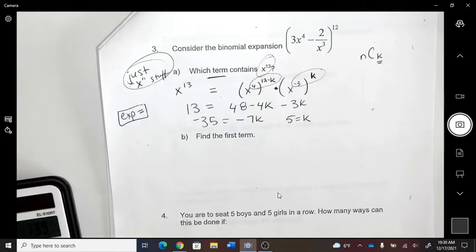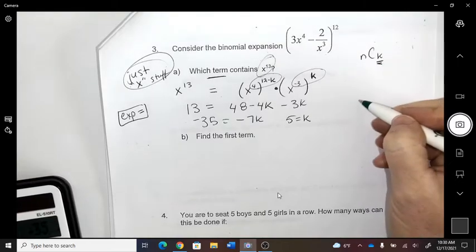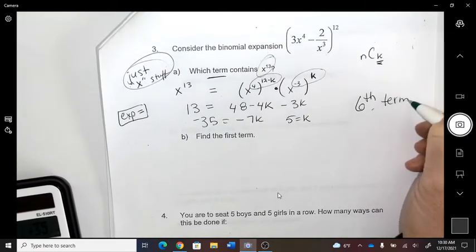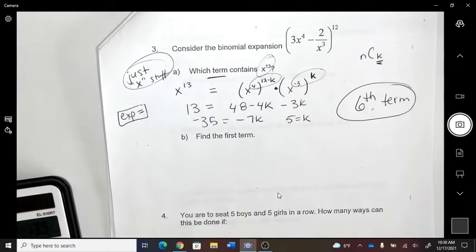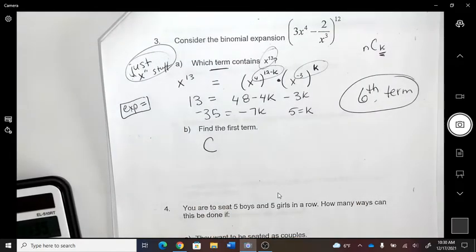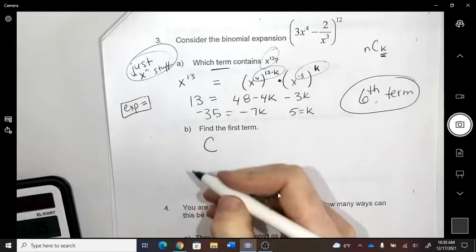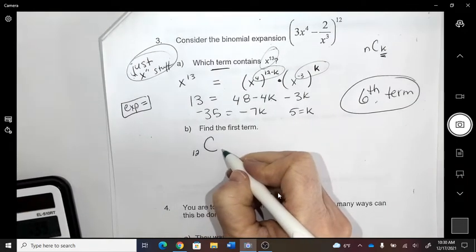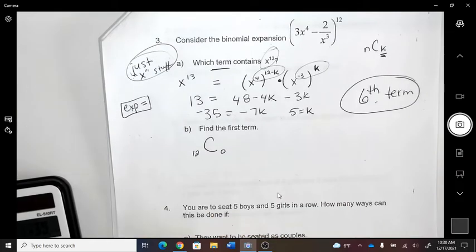Okay, now that's not my answer. I'm asking you which term. So if this k part was 5, it's because it's the 6th term, right? That k is always one lower. Find the first term. Okay, so when we're finding the first term, choose what? 12, choose 0, right? The first term starts at 0.